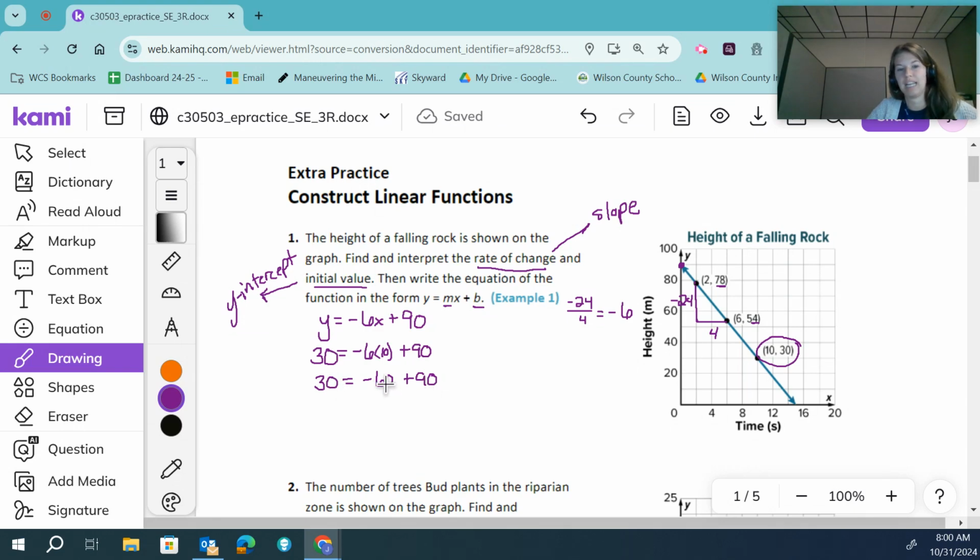Negative 60 plus 90. So opposite signs means we subtract. 90 minus 60 is 30. 90 has the larger absolute value, so it's positive 30 equals 30. This is true, which makes this equation accurate. So my equation for the function is y equals negative 6x plus 90. Make sure you pay attention to that slope being negative here.